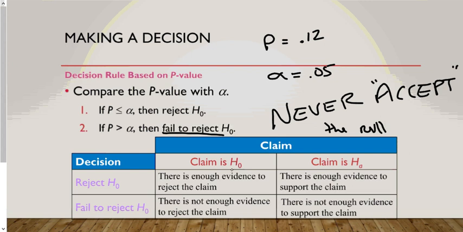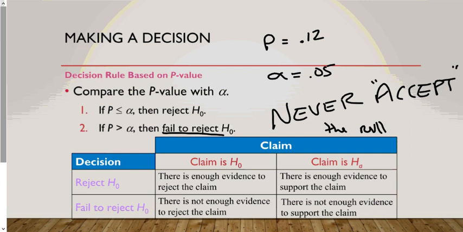Then if your claim is that this is true and you fail to reject, this is where you'd say there's not enough evidence to reject the claim. That's all. If your claim is that the alternative is true and you end up rejecting the null, there is evidence to support the claim that blah. Or if you claim the alternative is true but you don't have enough evidence, then you would just say there is not enough evidence to support the claim blah. And you've got to put in your context.